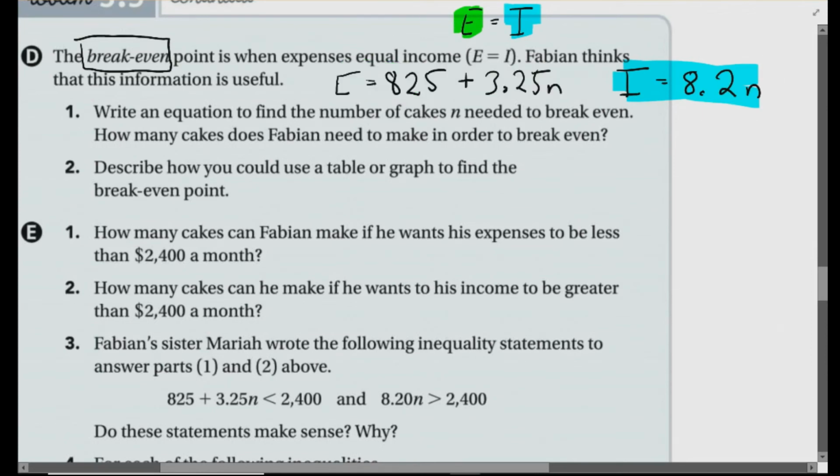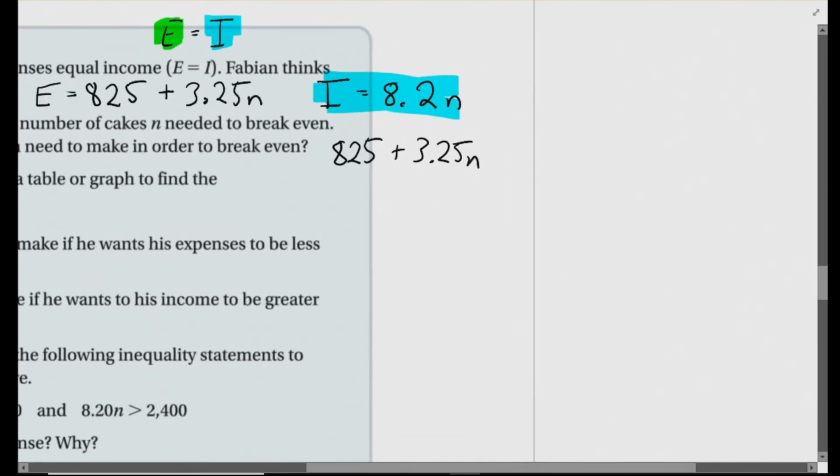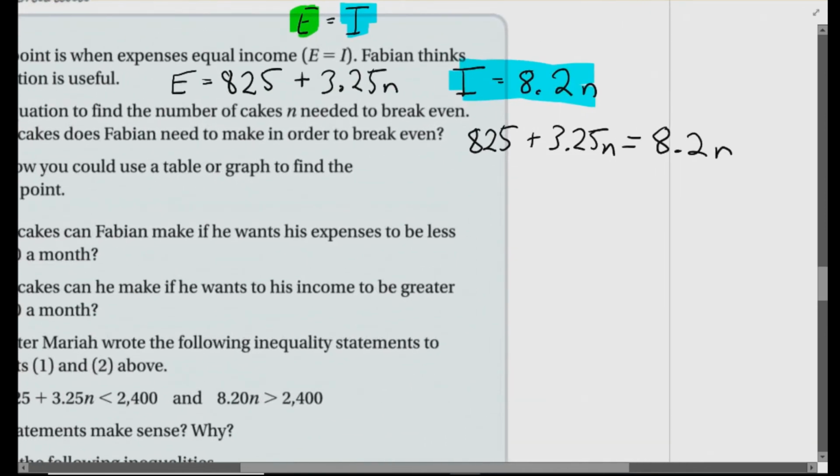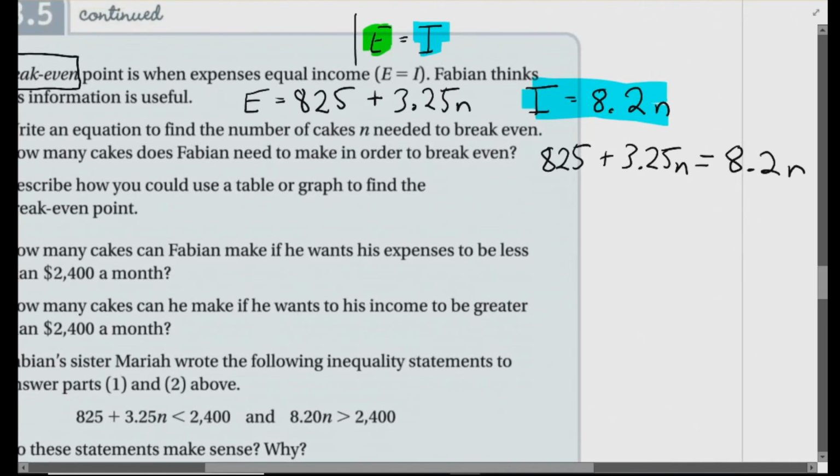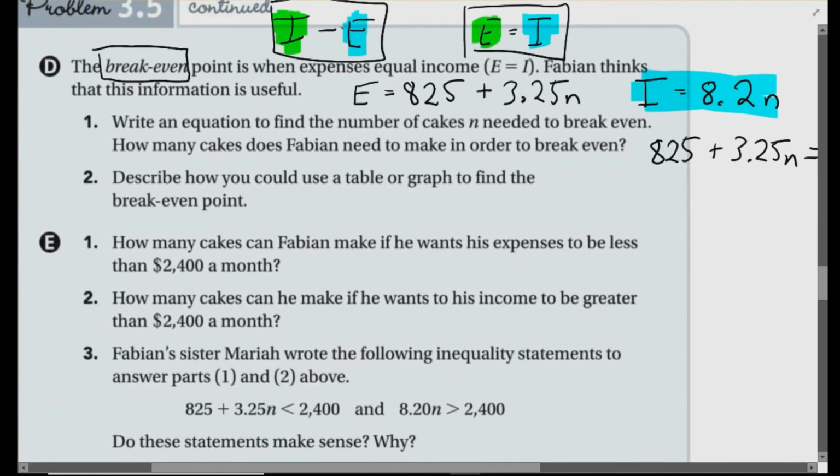And in order to solve that, you would basically write 825 plus 3.25n is equal to 8.2n, like so. Now, it's really important. In this case, we're looking for a break-even point versus trying to calculate profit. Each one of these is very similar, but how you set up the equation is slightly different. You could be quizzed on either tomorrow.